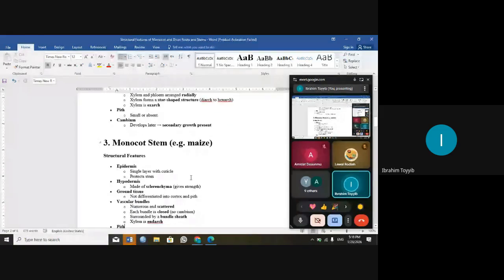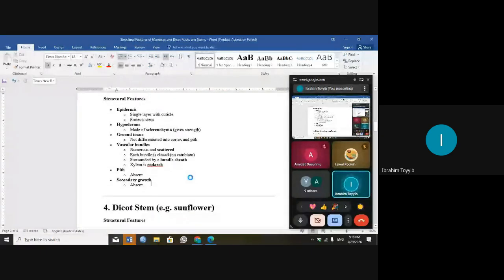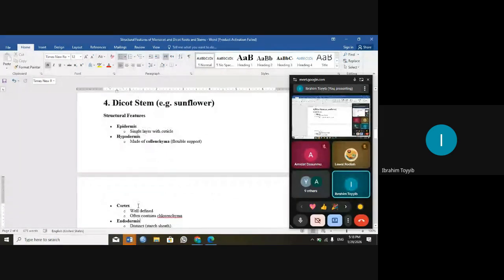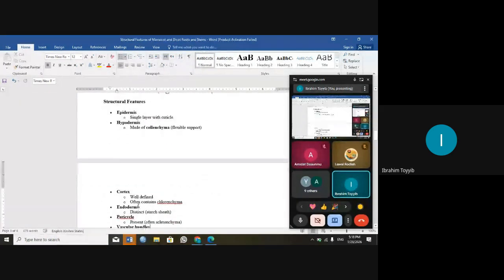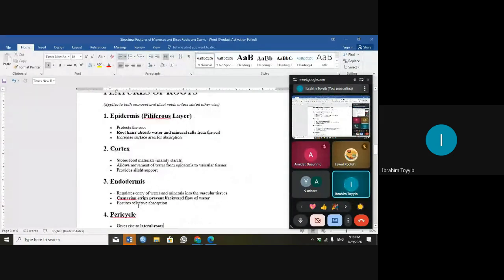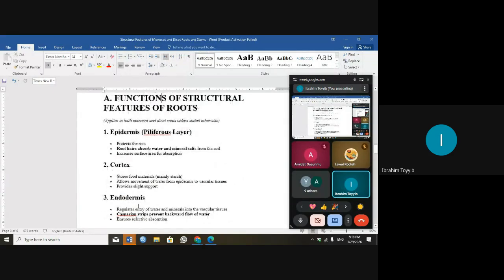Also, let's look at the monocot stem. An example of a monocot plant is maize. We have epidermis, hypodermis, ground tissue, and vascular bundles with xylem and phloem. Let's quickly look at this dicot stem structure, so that when we see the structure, we'll look at the functions in detail.